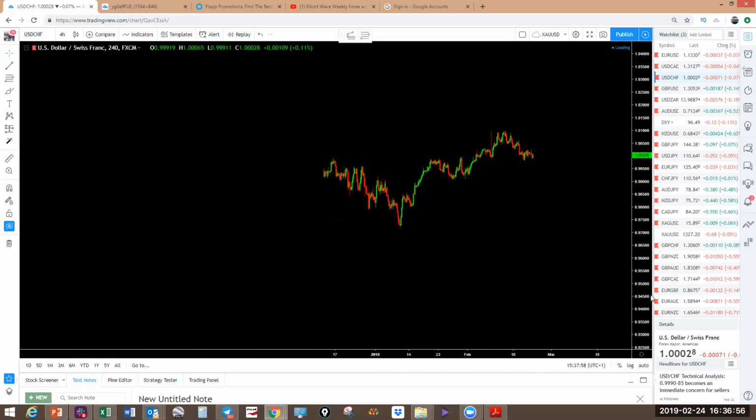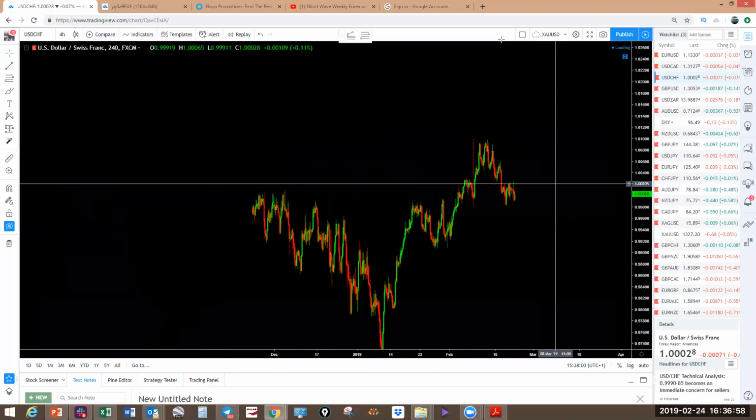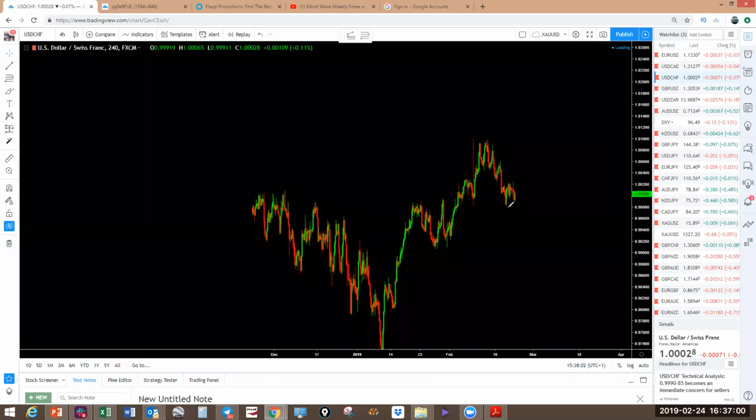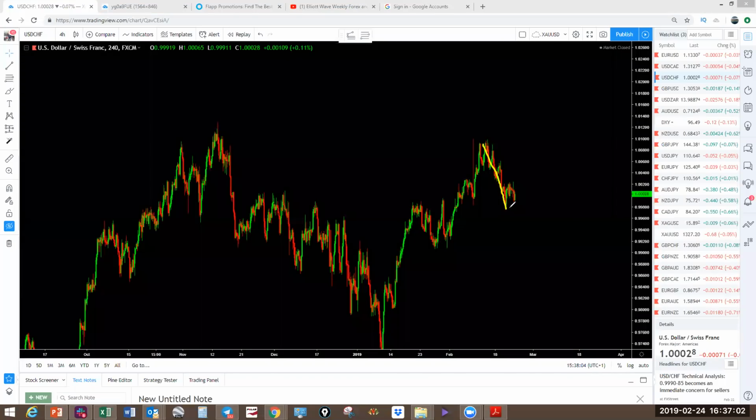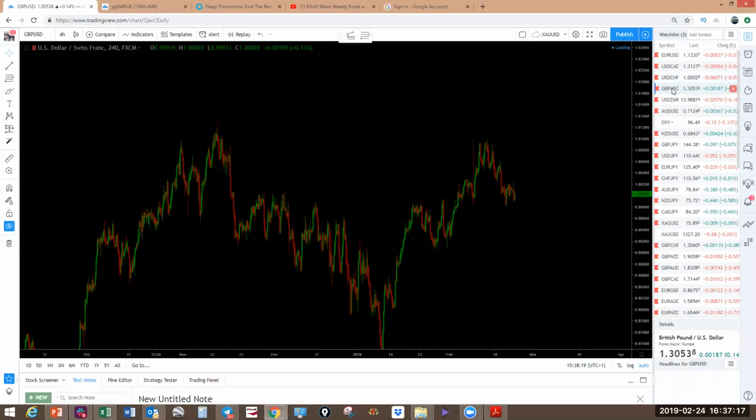On the 4 hour, this is what you have. It's also coming down in 3 waves. 1, 2, 3 down. Now it's making this corrective structure, could do something like this. Okay, let's see how that one plays out. You're in correction, you wait for it to play out first before you take any trade. That's your US dollar CHF, pound US dollar.